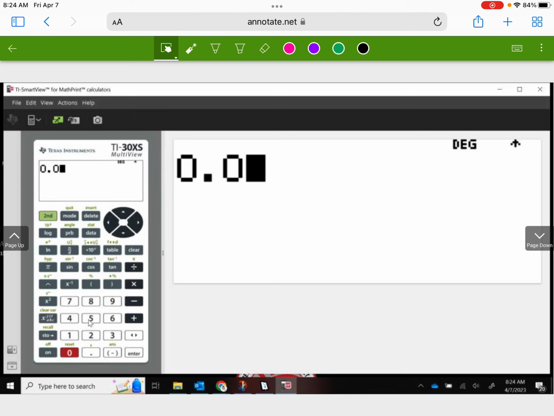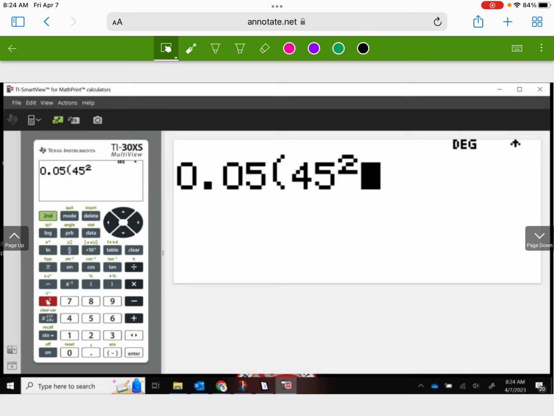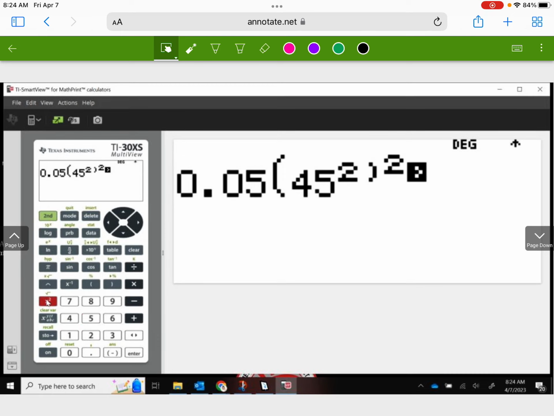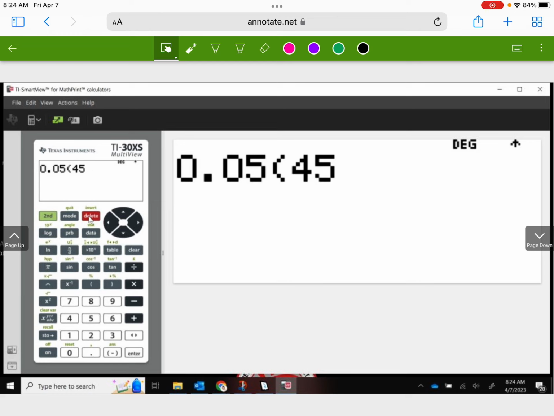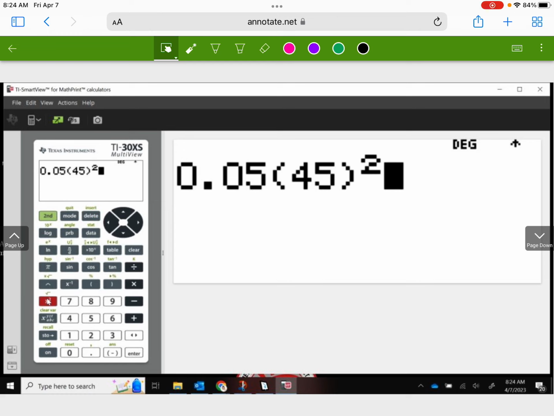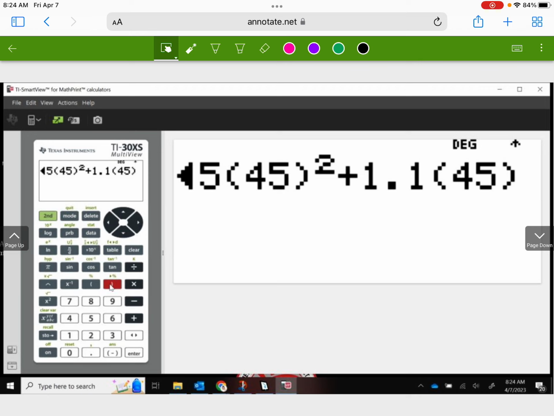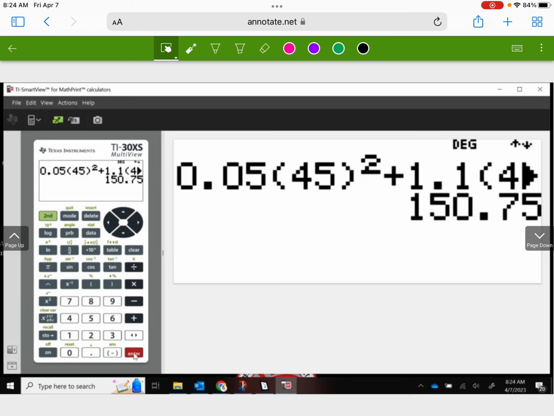Our 0.05 times 45, parentheses, squared. There we go. Plus 1.1 times 45. You can just straight up type it in like that. 150.75.